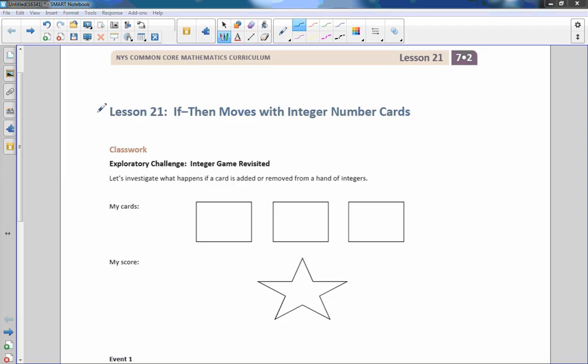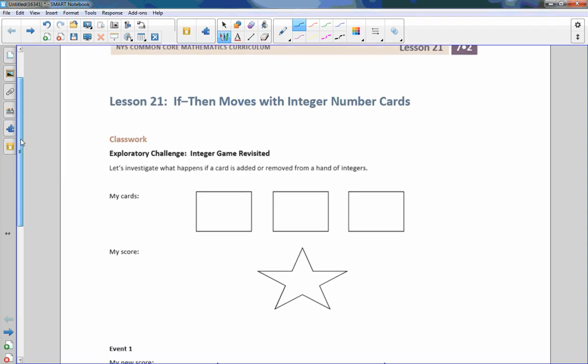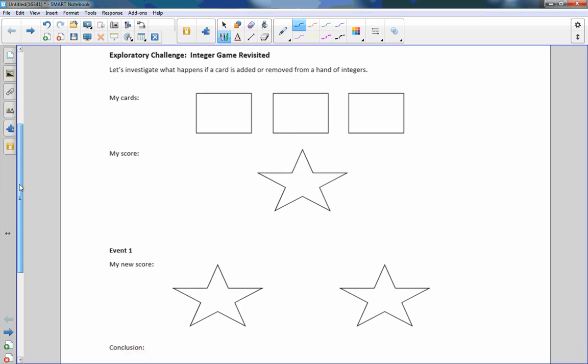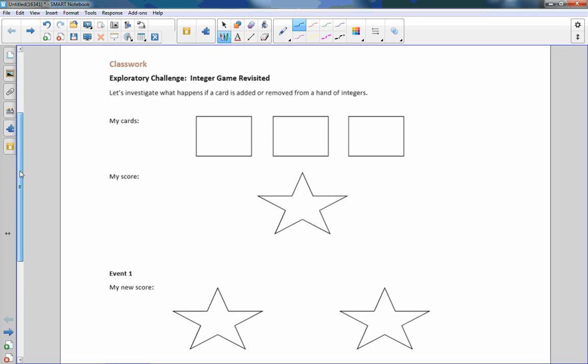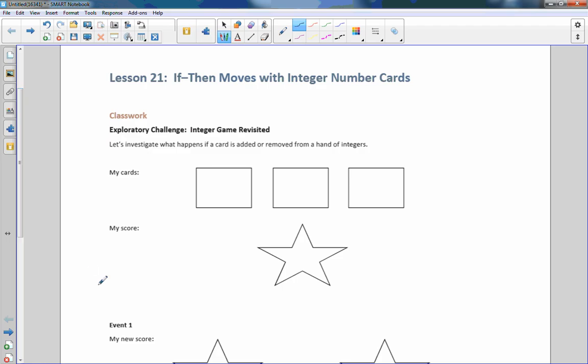If-then moves with integer number cards. This classwork exploratory challenge, integer game revisited, is an example that we did in class. We actually did them as a group. What they want us to do is pass out cards between -2 and 2, inclusive.